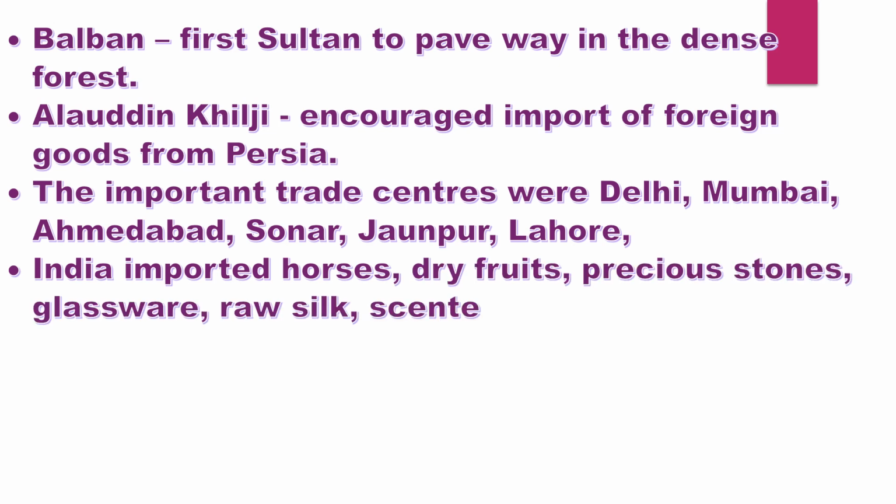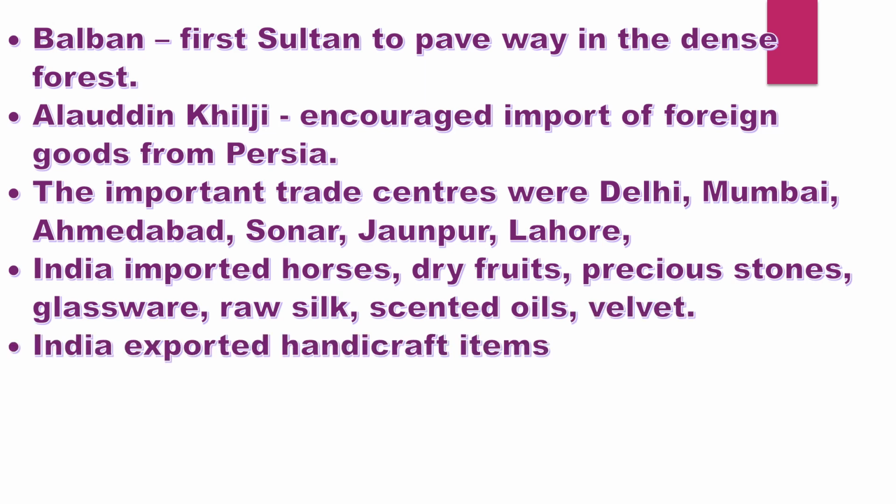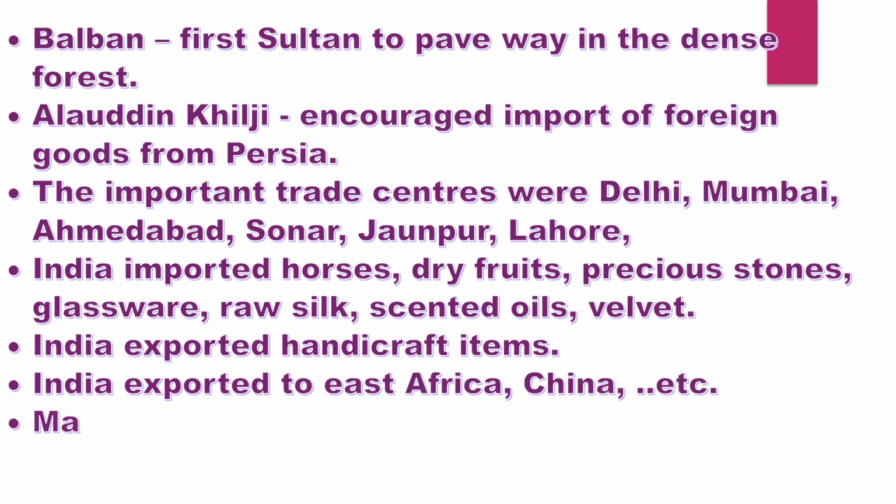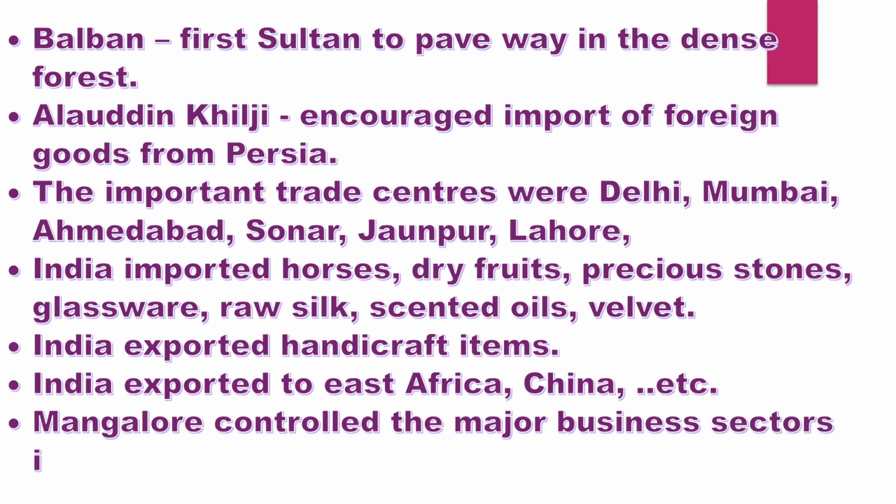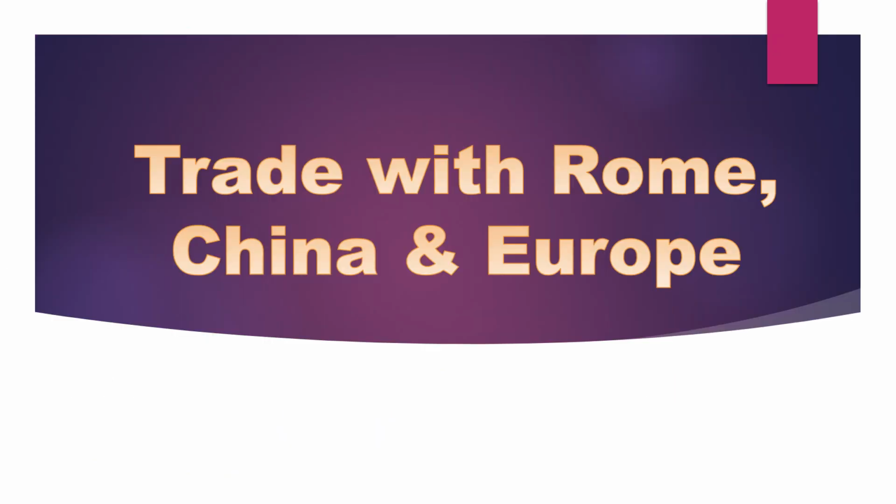And India imported dry fruits, horses, precious stones, glassware, raw silk, scented oils, velvets. And India exported handicraft items. India exported to East Africa, China, and so other intercontinental areas. The Mangalore controlled the major business sectors in port cities. And now we come to the trade with Rome, China, and Europe.